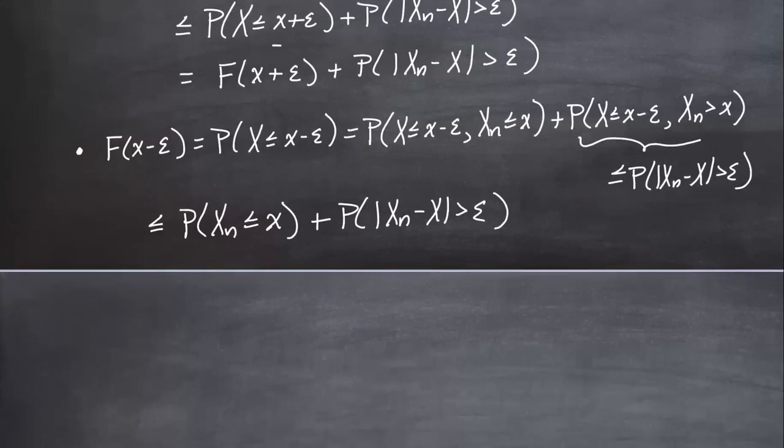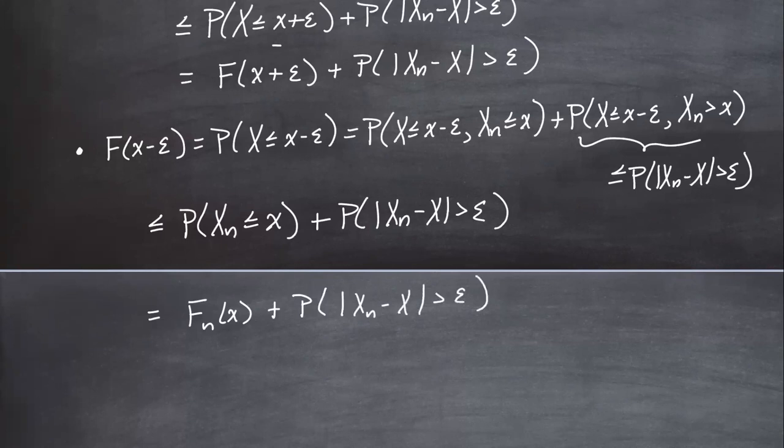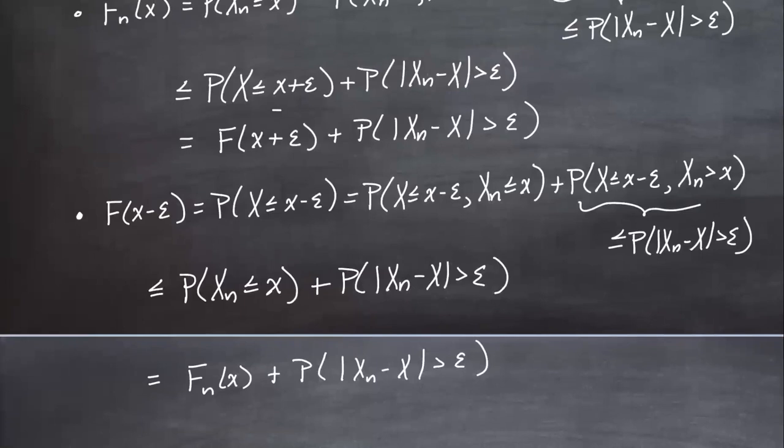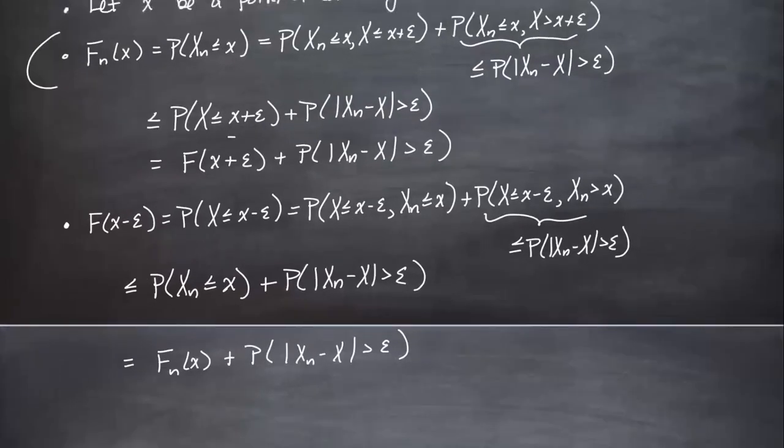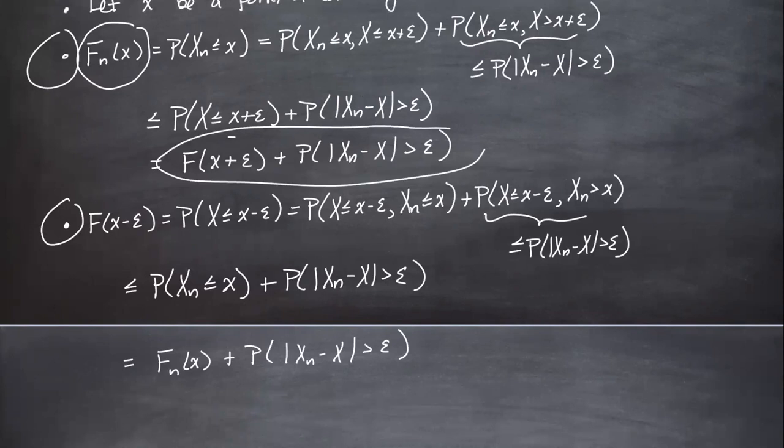That first term there is, of course, the CDF for Xn evaluated at x. And the second one is something that is going to go to 0 as n goes to infinity because Xn is converging to X. Let's put both of these lines together. So this guy and this guy. And I'm going to put Fn(x) below this thing.